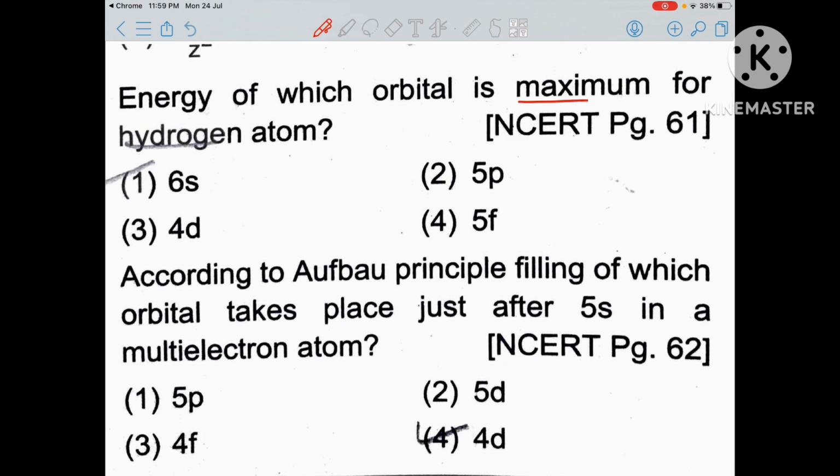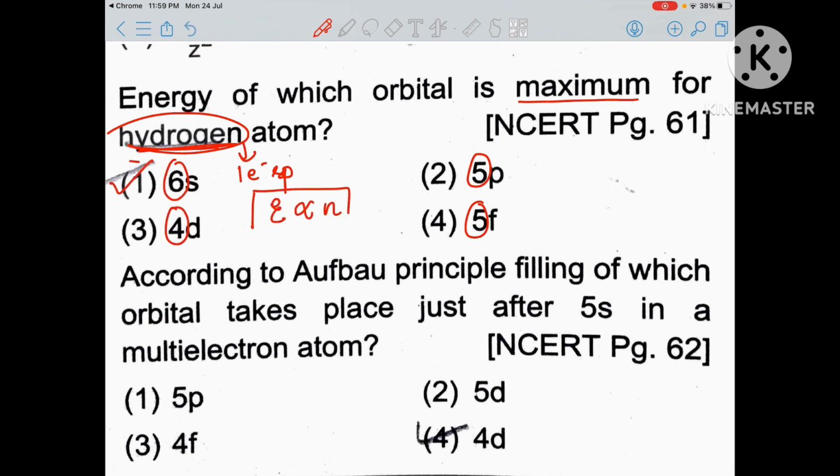Energy of which orbital is maximum for a hydrogen atom? You have to read the question completely. Hydrogen atom, 1 electron species only and only. Look at the number, which is the greatest number? Because energy is directly proportional to n.